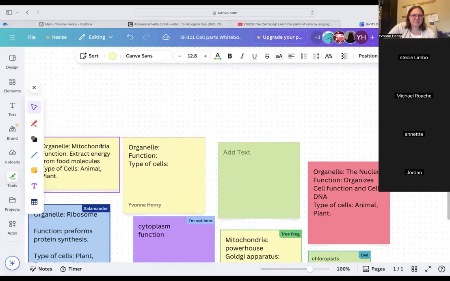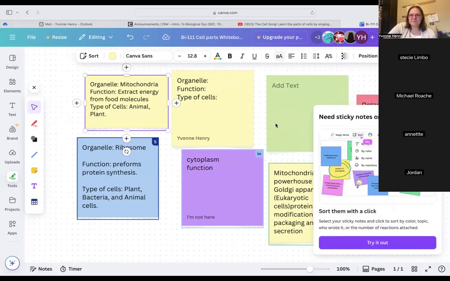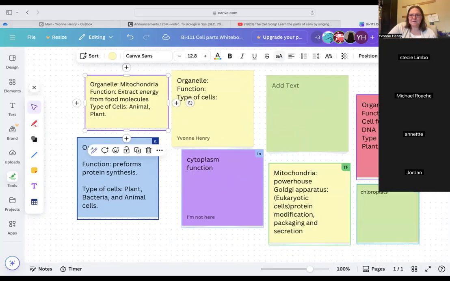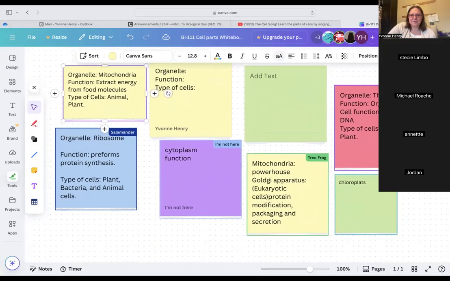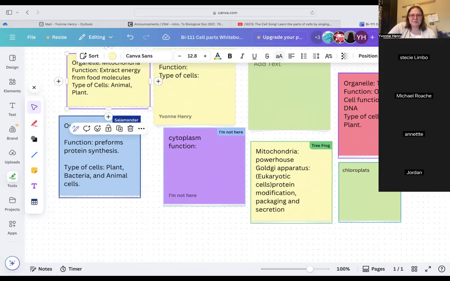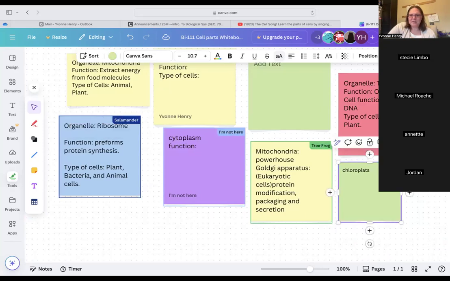Just going to move this mitochondria down a little. Okay. Good. So this is kind of testing your brain. What's the function of the chloroplast? We haven't covered that yet, so you're working ahead, or you're going off of former knowledge, which is awesome.